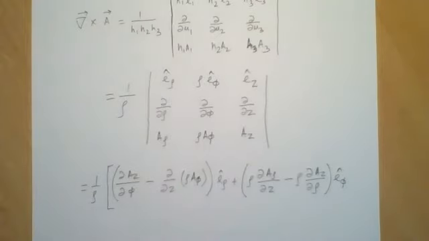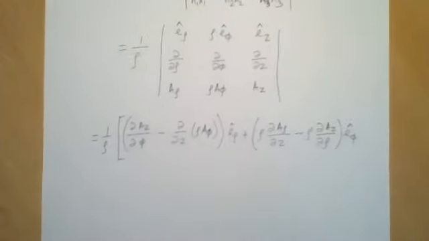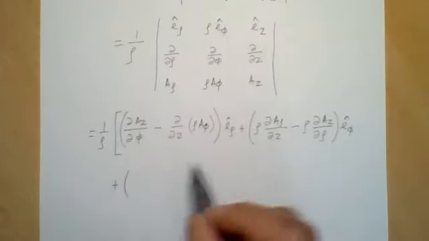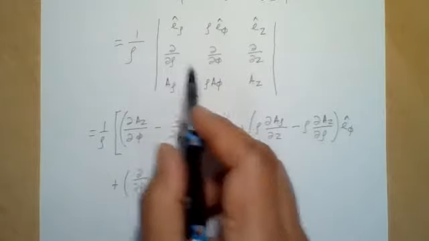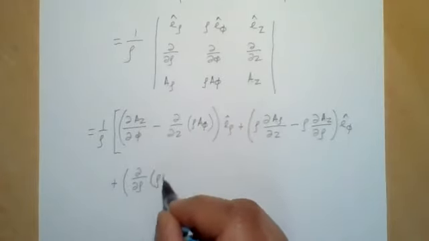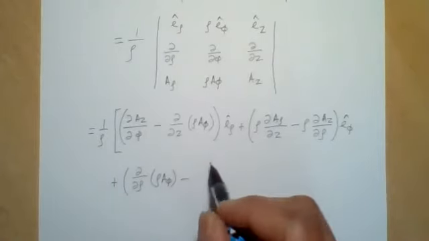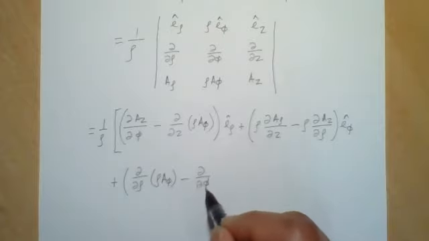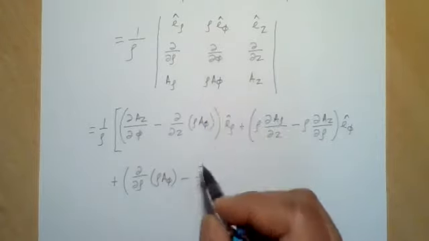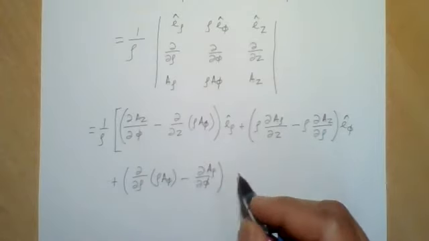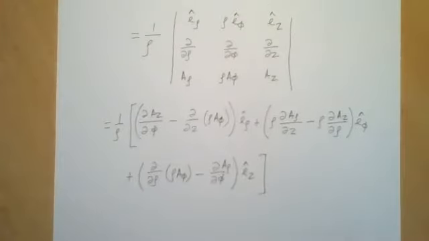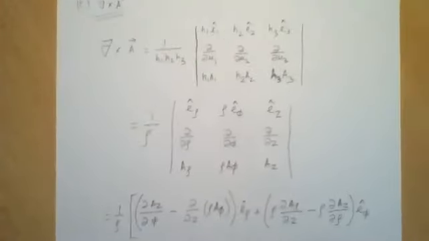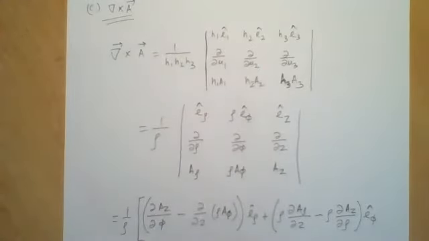Plus this one: dou by dou rho of rho A phi minus dou by dou phi of A rho, times Ez. So this is the expression for the curl of the vector field A in terms of orthogonal cylindrical coordinates.